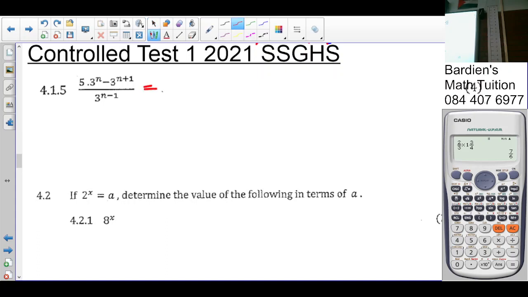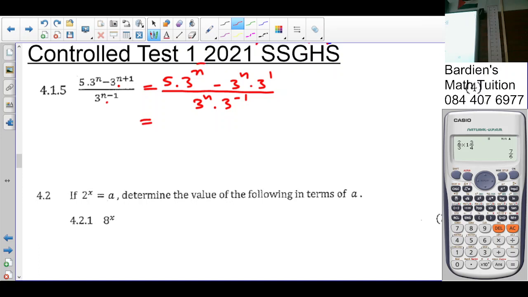Right, let's carry on. So we're going to break up so that we can factorize. At the same time, if you had made a mistake and you think I made a mistake, then I can tell you where you went wrong. At the same time, you are learning. Okay? So it's 5 times 3 to the n minus 3 to the n times 3 to the 1 over 3 to the n times 3 to the minus 1.